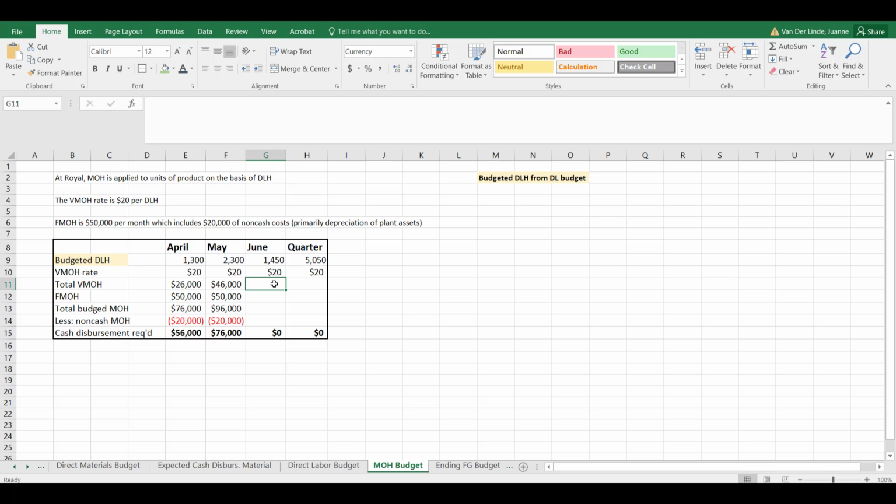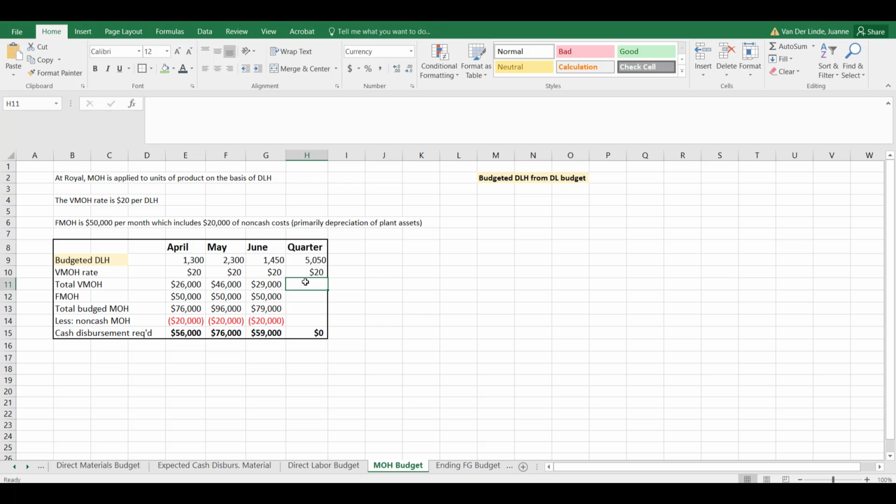And we'll do the same for June here. In June, the budgeted direct labor hours is 1,450, and the variable manufacturing overhead rate is $20 per direct labor hour. So the total variable overhead we estimate we will incur in June is $29,000. We know the fixed overhead is $50,000 per month. So the total manufacturing overhead we anticipate we will incur for the month of June here is $79,000. Remember, $20,000 of that is a non-cash cost or includes non-cash costs like depreciation. So only $59,000 would be required as a cash disbursement to cover the manufacturing overhead for the month of June.